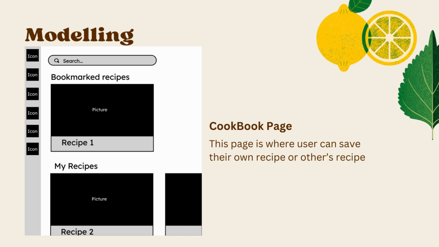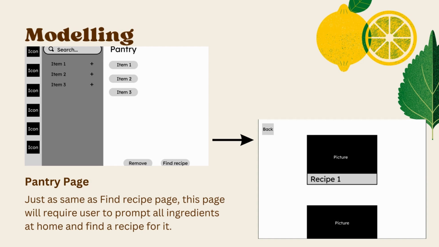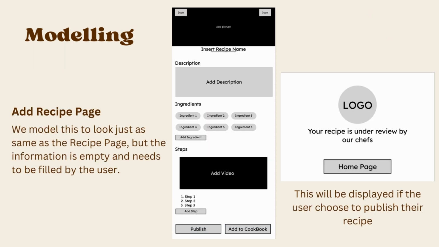On the cookbook page, this is the page where the user can save their own recipe or others' recipes. On the pantry page, it's the same as the find recipe page. However, this page will require users to prompt all ingredients at home to find a recipe for it.